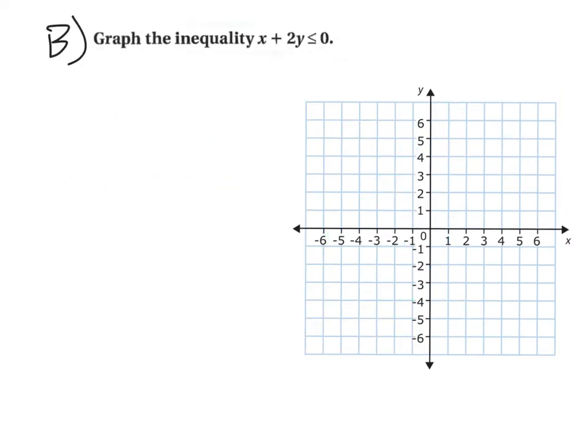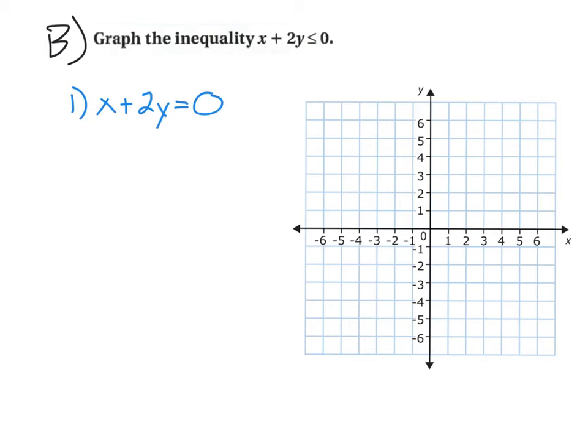All right, let's take a look at another inequality. x plus 2y is less than or equal to 0. So a few different things we want to do here. First step is to graph the boundary line, okay? So this is the equation of the line. All I did is replace less than or equal to with equal to, because this is the line that we're going to graph. Now, a few different ways I could graph this.